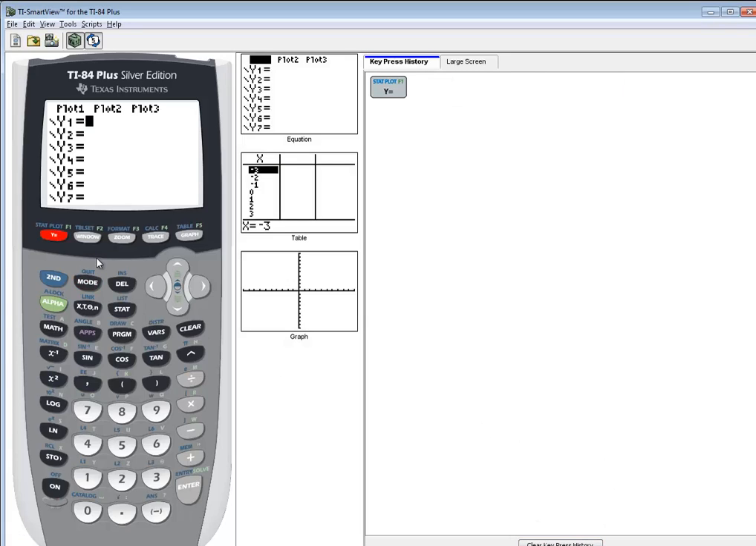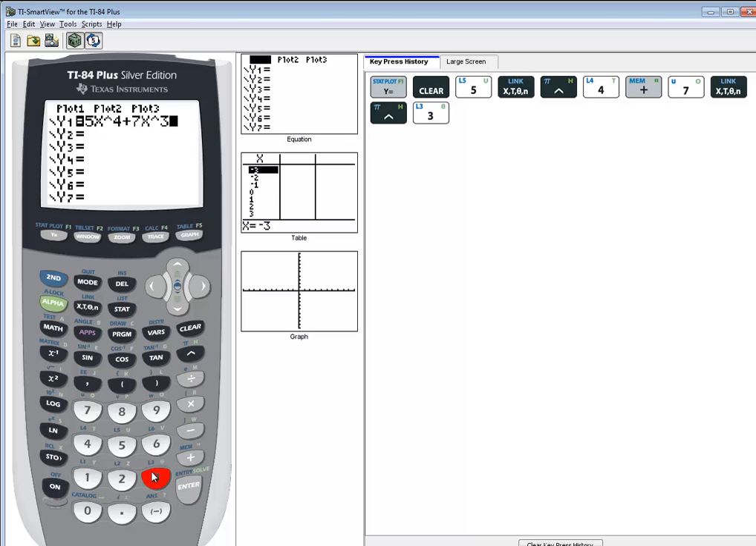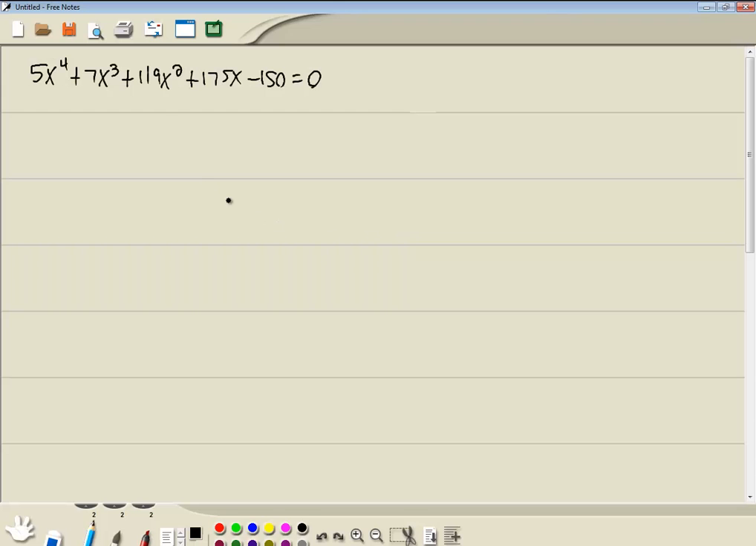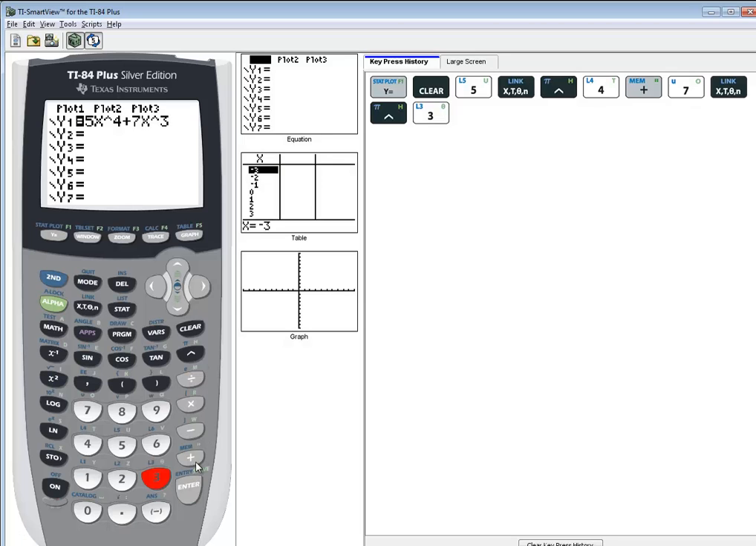I'll press my y equals, press clear if you have anything there. 5x to the fourth, so do 5x caret 4. If you have one of the newer TI-84s, you have to press the right arrow key to get out of exponent mode. Plus 7x to the third. And again, I'm doing caret for the power, and a right arrow key if you have one of the newer TI-84s. Plus 119x squared.